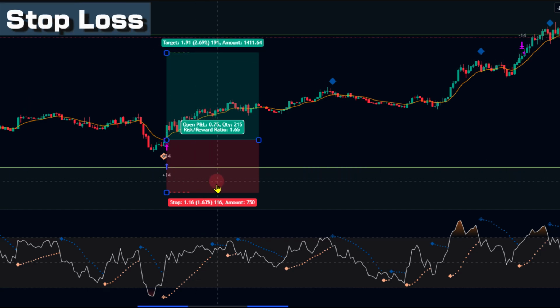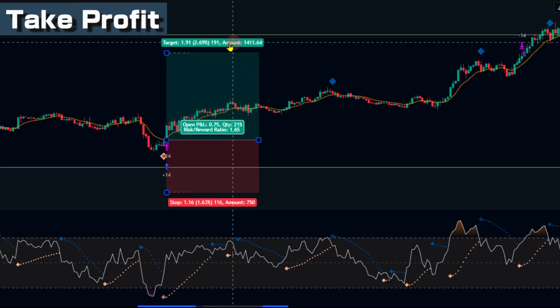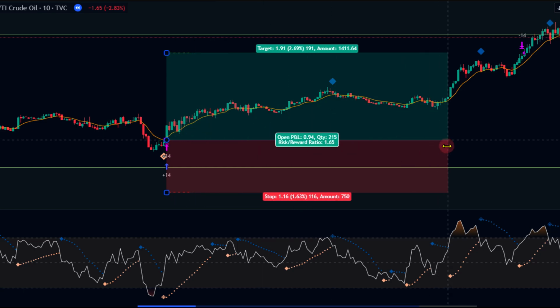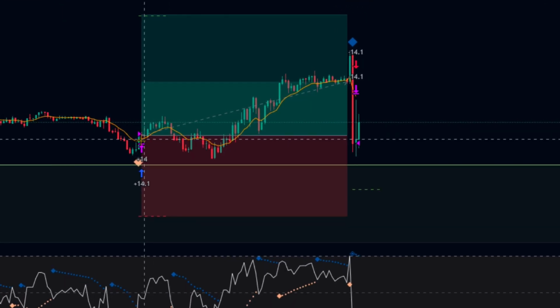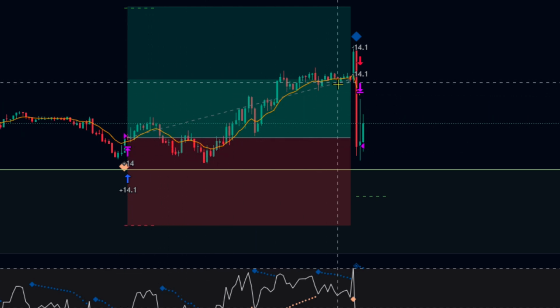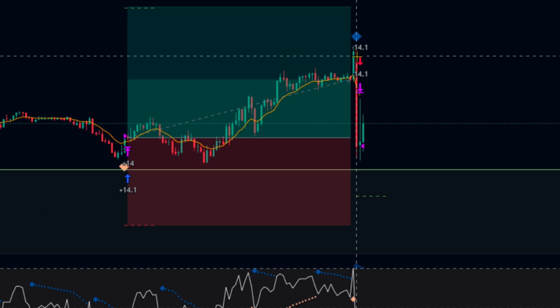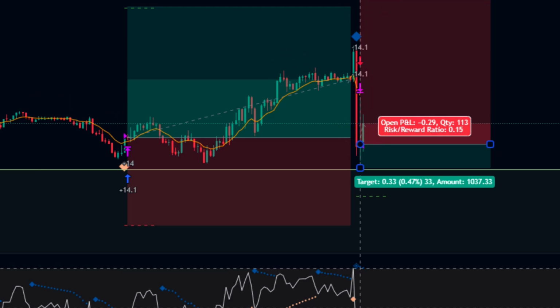Stop loss. Set your stop loss $1 below the low of the candle before entry. Take profit. Take profit is set at twice the risk amount. This means the risk-reward ratio used is 2.0. Reversal trades. Additionally, if a reverse signal appears, the bot can instantly flip the position. For example, if RSI climbs above 70 and a large diamond appears above the candlestick, the long position is closed immediately and a short position is opened.